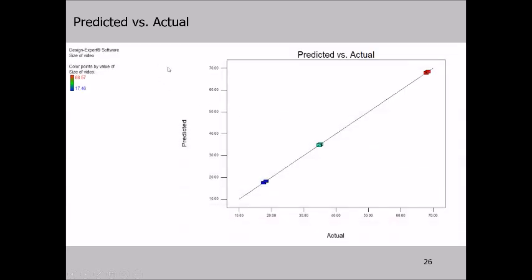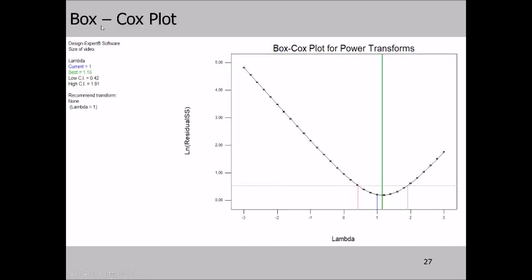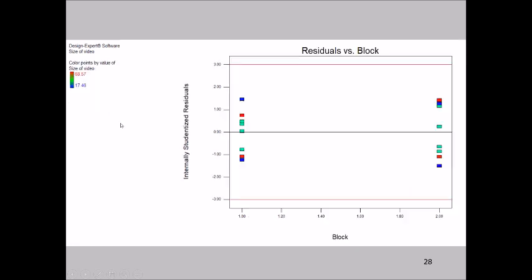Predicted versus actual. This line shows what we predicted and what we actually get. You can see that there is only a small difference. What we predicted and what we are getting is almost the same. The Box-Cox plot shows that no transform is recommended. Residual versus block.